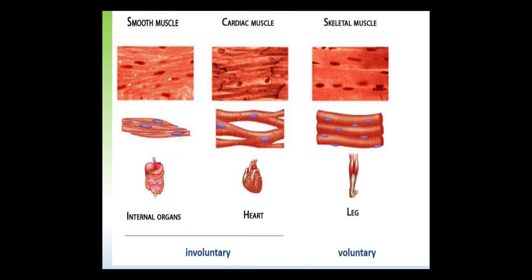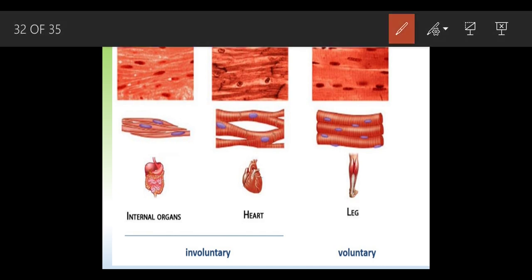So we can see out here the different structures. Okay, the first one is present in the internal organs. We can see out here the stomach and the intestines, and we can see the structure.